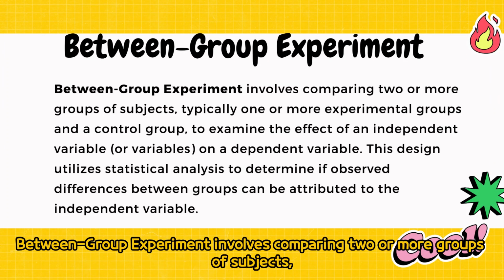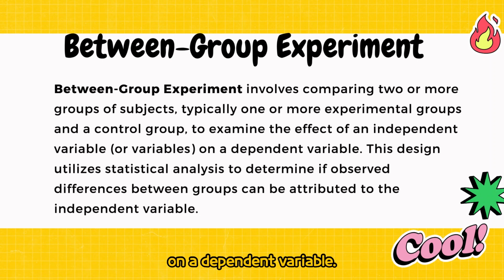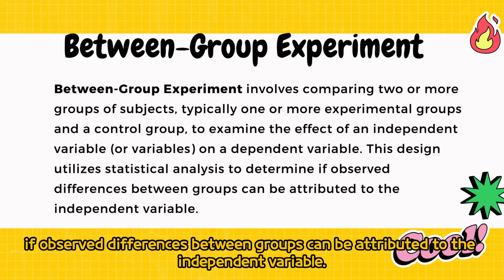Between-group experiment involves comparing two or more groups of subjects, typically one or more experimental groups and a control group, to examine the effect of an independent variable or variables on a dependent variable. This design utilizes statistical analysis to determine if observed differences between groups can be attributed to the independent variable.